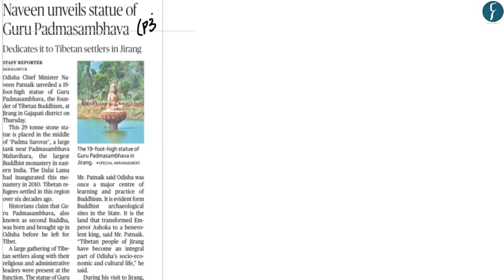Now what this article talks about is that the Odisha government has decided to form a statue of Guru Padmasambhava. And this statue has been formed in the Gajapati district, which has one of the largest Tibetan refugee population within India. Now what you need to understand are various facts about Guru Padmasambhava from the perspective of your upcoming prelims examination of 2019, because each year either one or two questions are asked either on Buddhism or Jainism within your prelims examination.